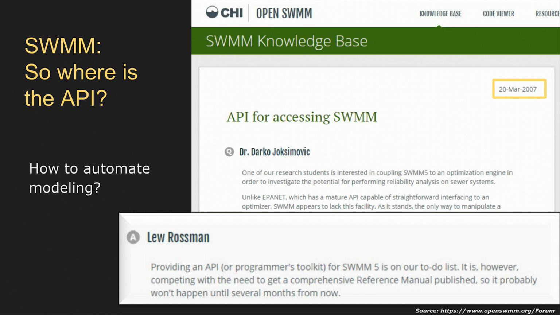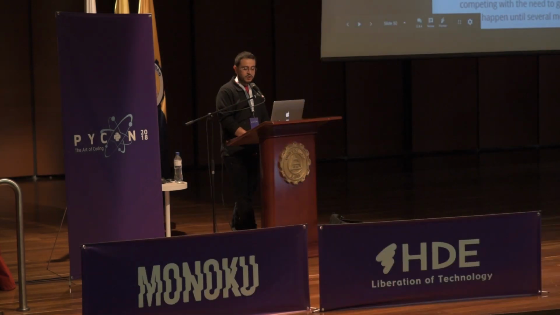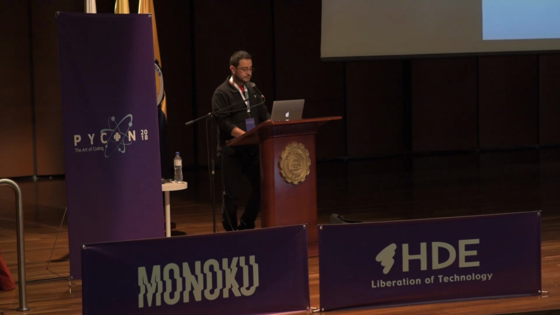So if you wanted to do something, and this is from the knowledge base, there was this doctor asking that one of the students wanted to perform some coupling of the SWMM engine, but unlike EPANET, there is no API. And at that moment, it was 2007, and until 2015, there was nothing done about it. So there was a huge problem there, and there was a gap that needed to be filled.